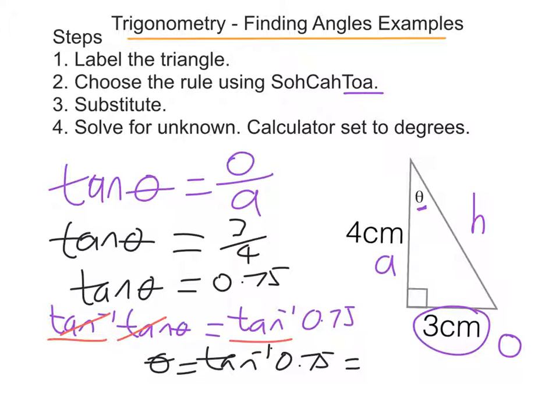And make sure your calculator is set to degrees, otherwise you might get an answer in something called radians, which we don't want to talk about just yet. So calculating inverse tan of 0.75 gives me 36.9 degrees. So this angle up here, we didn't know before, we now know is 36.9.